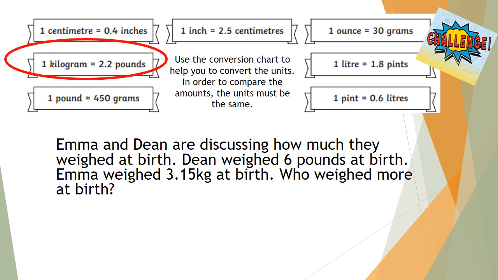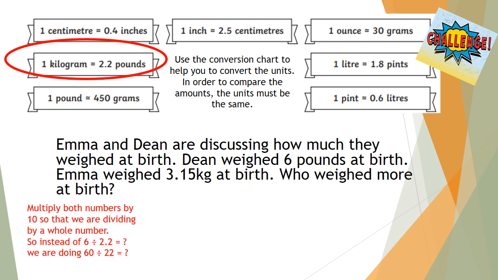So if Dean weighed 6 pounds at birth, we need to convert that into kilograms. We're going to need to divide 6 by 2.2 pounds. But that's quite tricky. So there's a method we can use to help us do that a lot easier, which is to multiply both the numbers by 10, so that we're dividing by a whole number. So instead of 6 pounds divided by 2.2, we could do 60 pounds divided by 22.